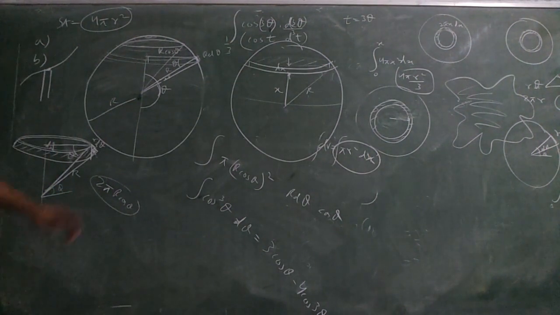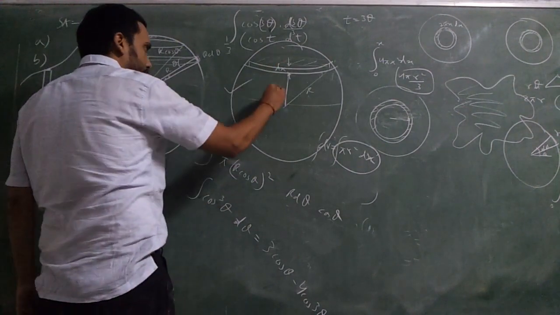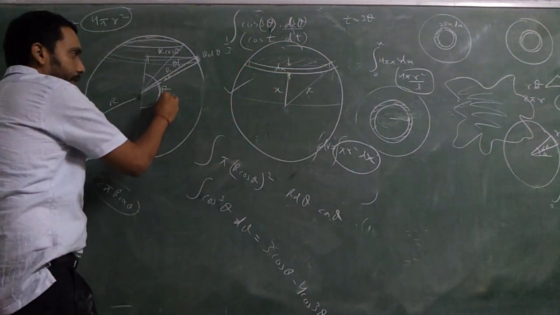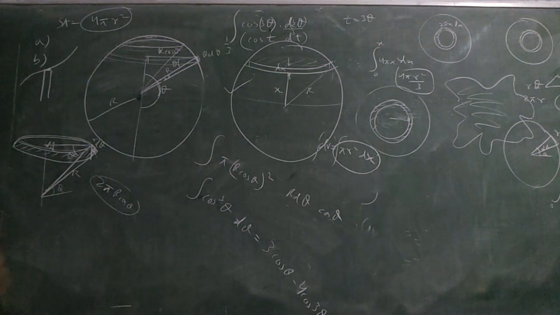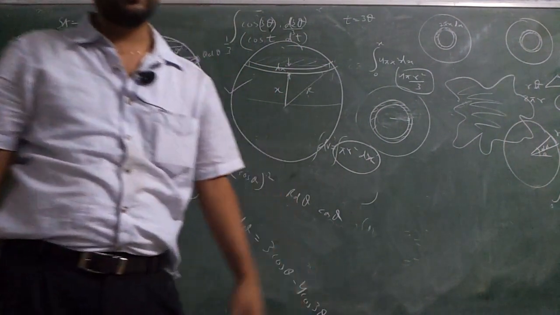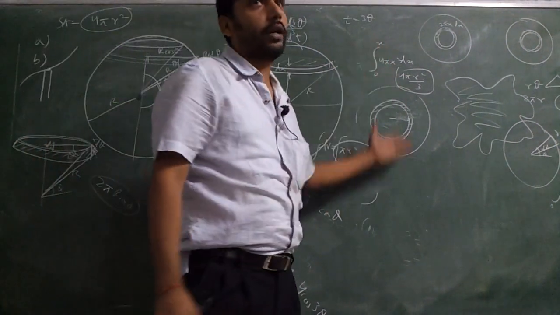So let me see whether you are able to do this by x and dx and by theta and d theta or not. You should get the answer 4 by 3 pi r cube in all the cases. Obviously this was the simplest, you don't have to do anything in this, right?